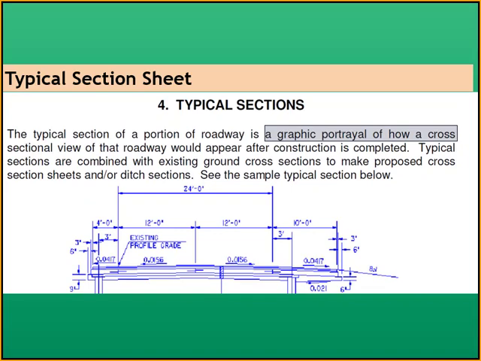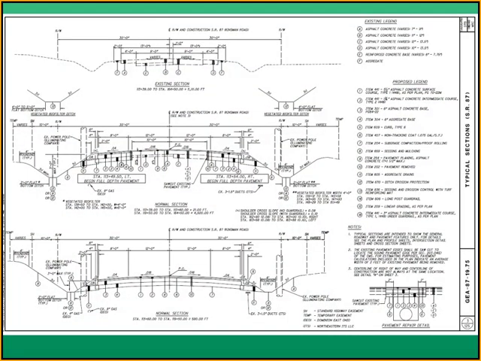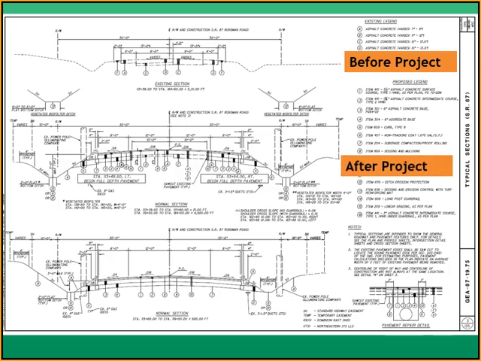The typical section is a graphic portrayal of how a cross-sectional view of the roadway would appear after the construction is completed. And so what you're looking at right now is a typical section, and at the top is what the project looked like before the project. And then the bottom two are what the roadway would look like after the project.